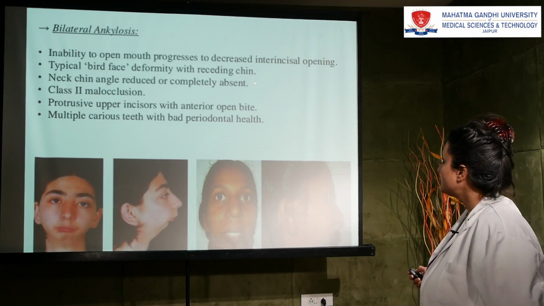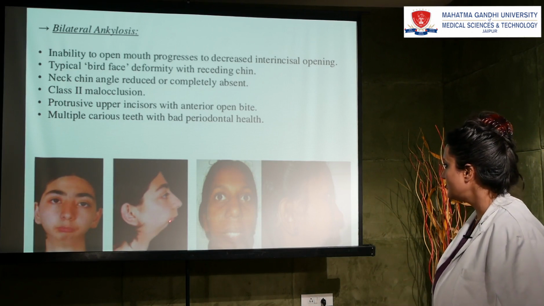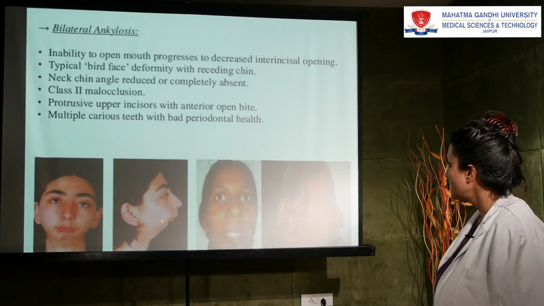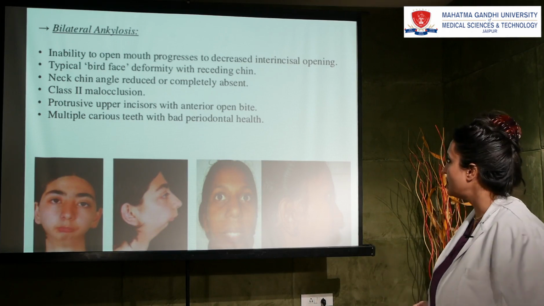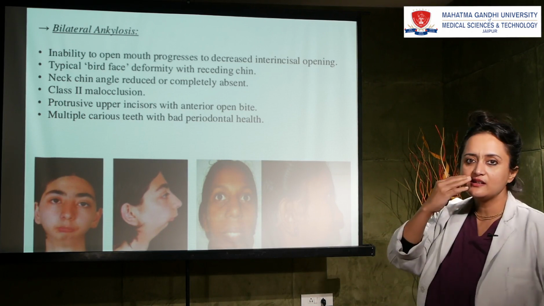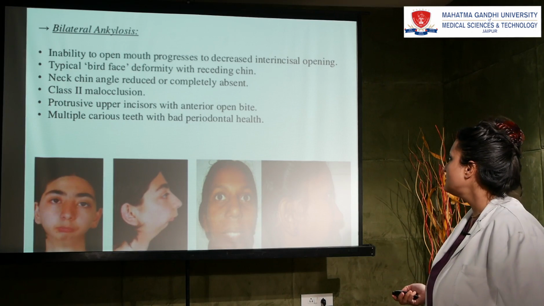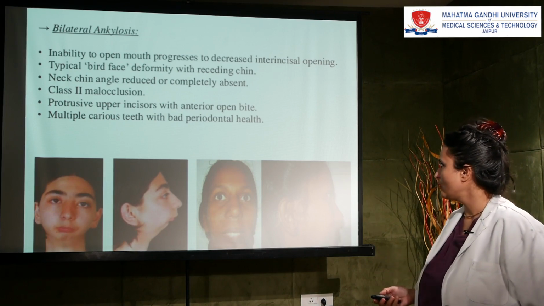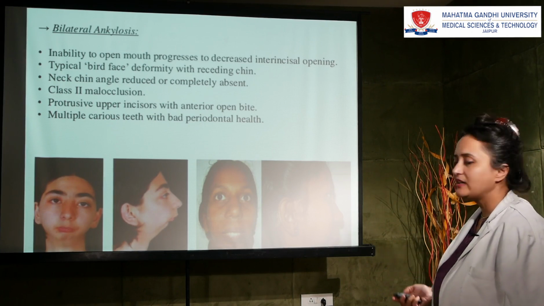Typical bird face deformity with receding chin, the neck chin angle, this is the neck chin angle, is reduced or completely absent. There is class 2 malocclusion, the upper incisors will be protrusive and multiple carious teeth will be present, and also periodontal health is very bad, and also there will be anterior open bite.